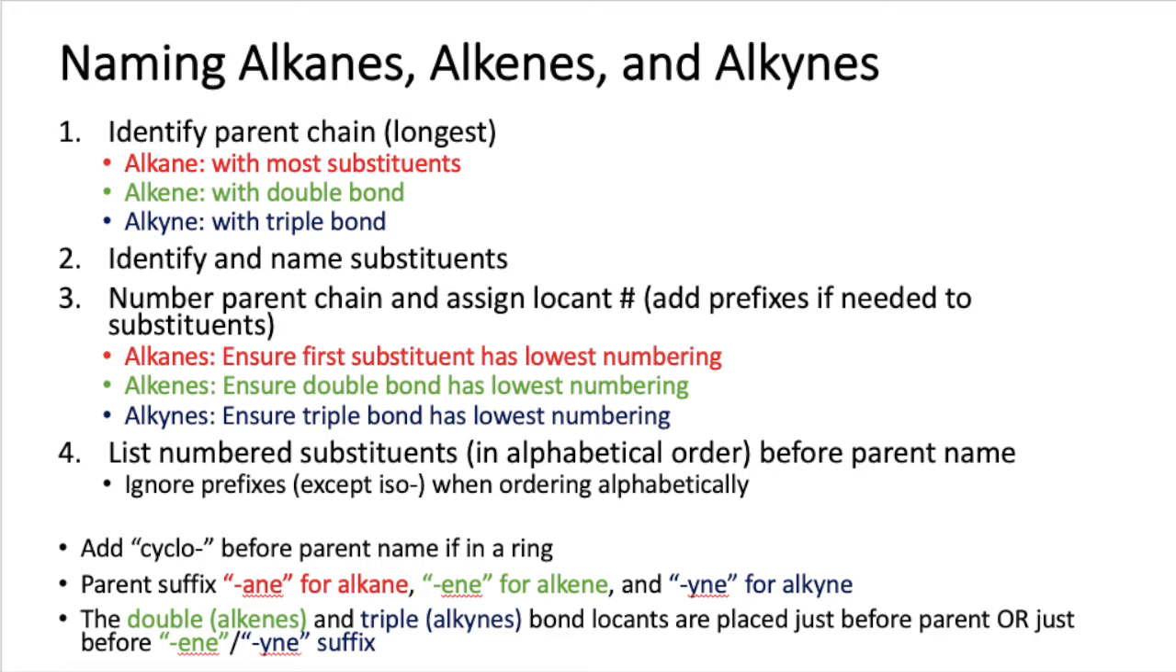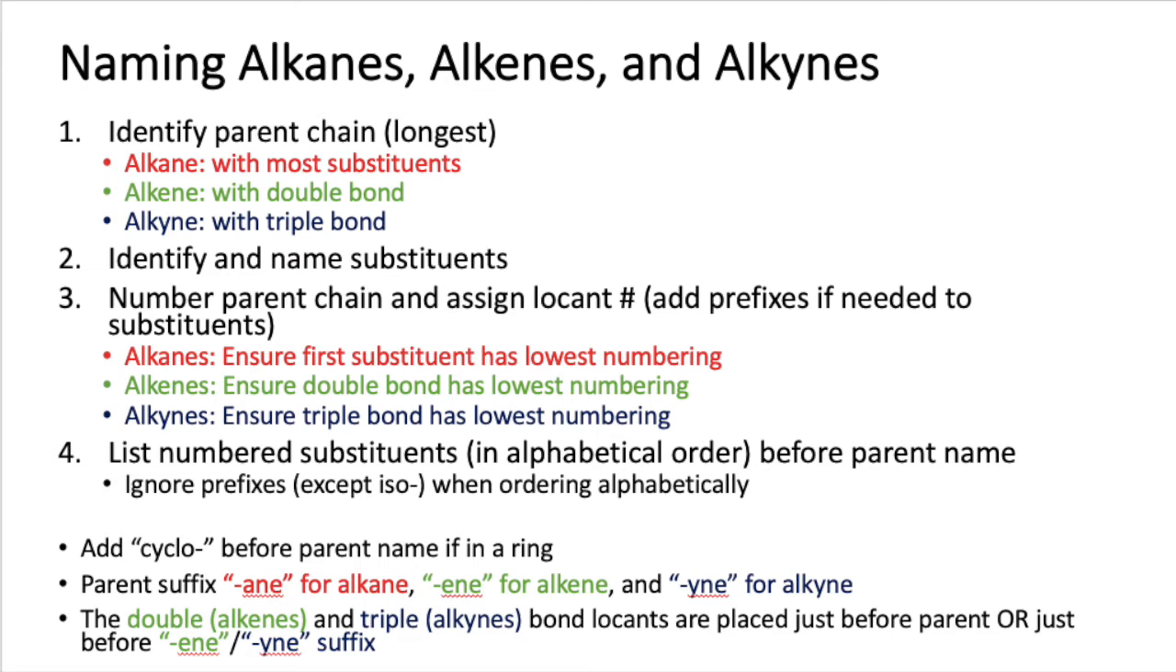And then a few notes for some exceptions. If your parent name is in a ring, which typically happens mostly with alkanes, you just add the cyclo prefix before the parent name. And then again, like we mentioned before, you add the suffix ane for alkanes, ene for alkenes, and yne for alkynes. For alkenes and alkynes, you have to assign a locant number for where the double or triple bond is. It's not necessary if the double or triple bond falls on the first carbon, but you can if you'd like.